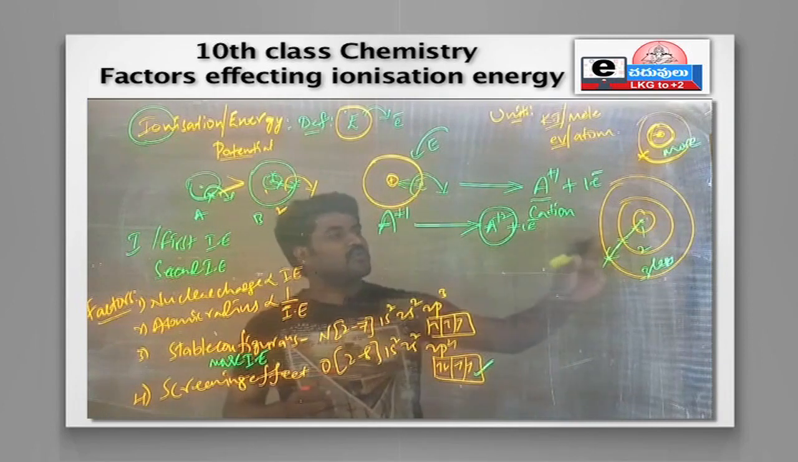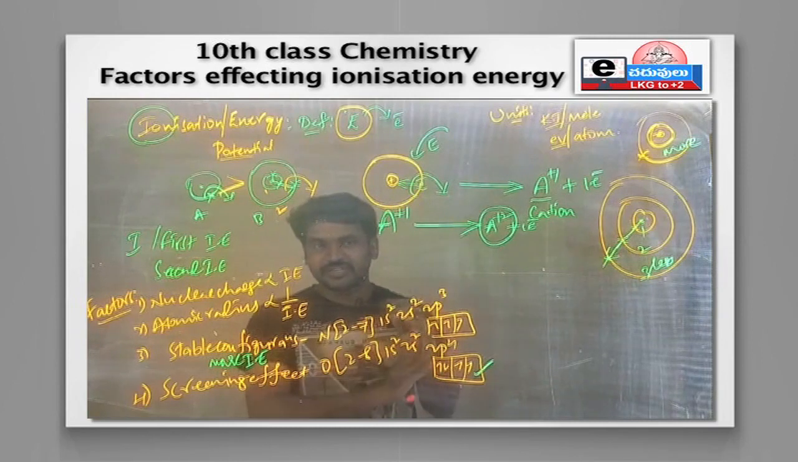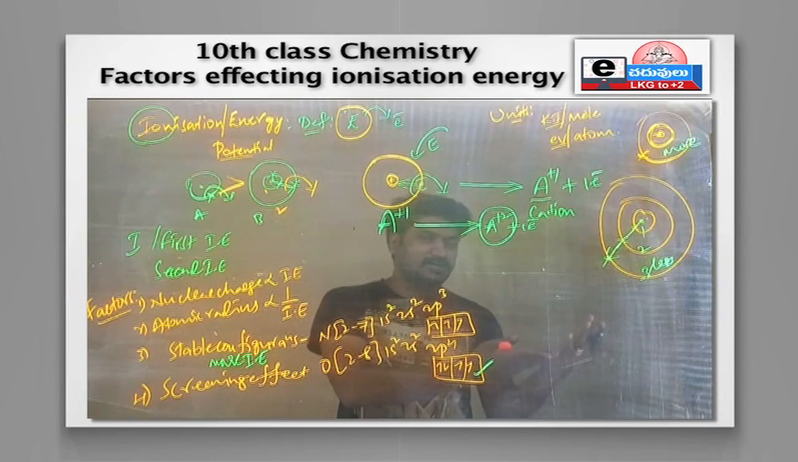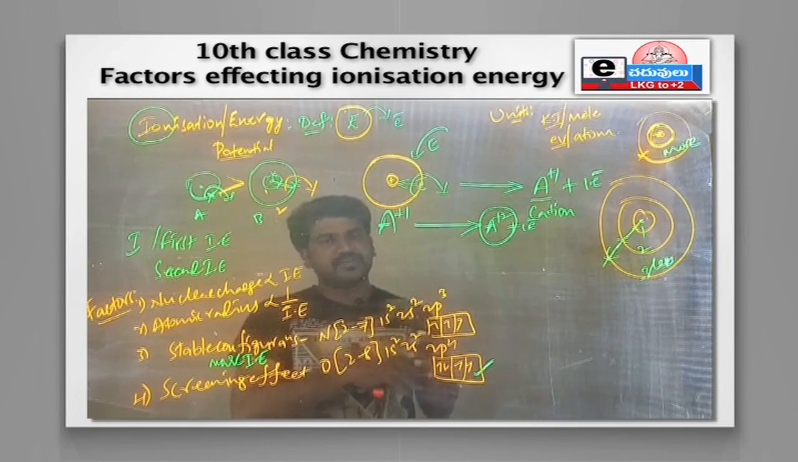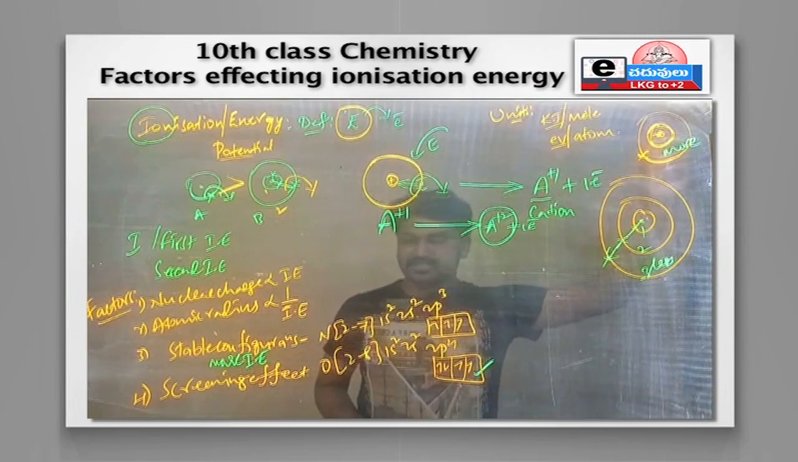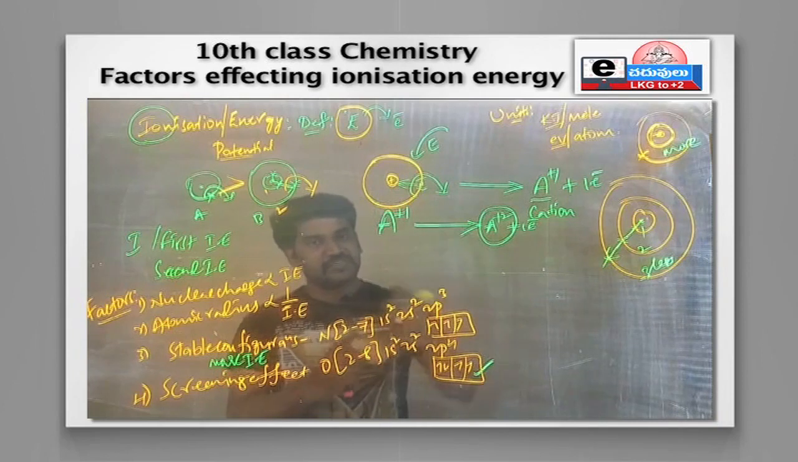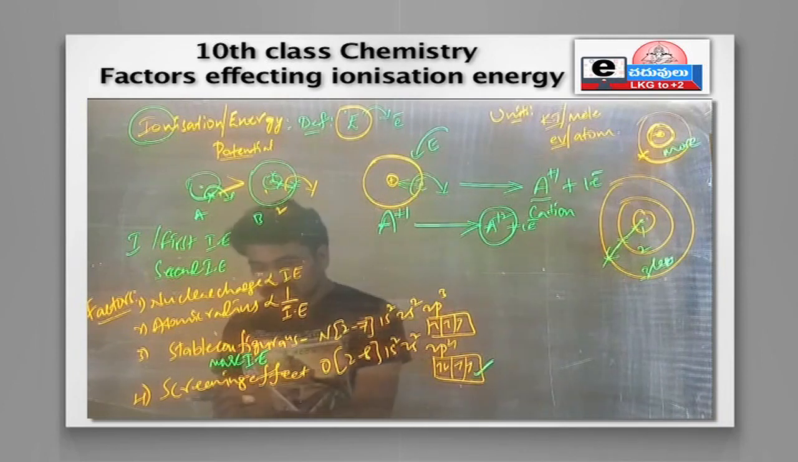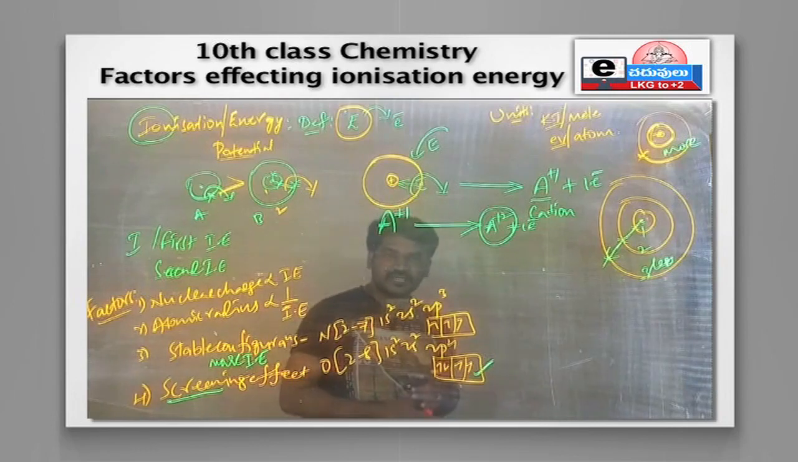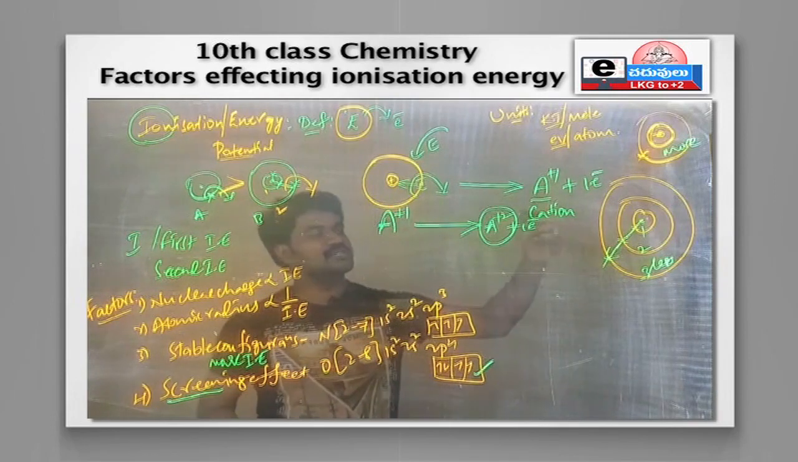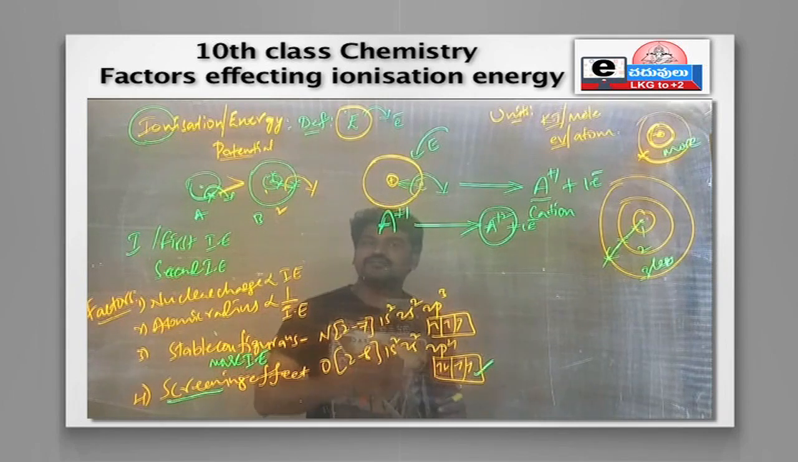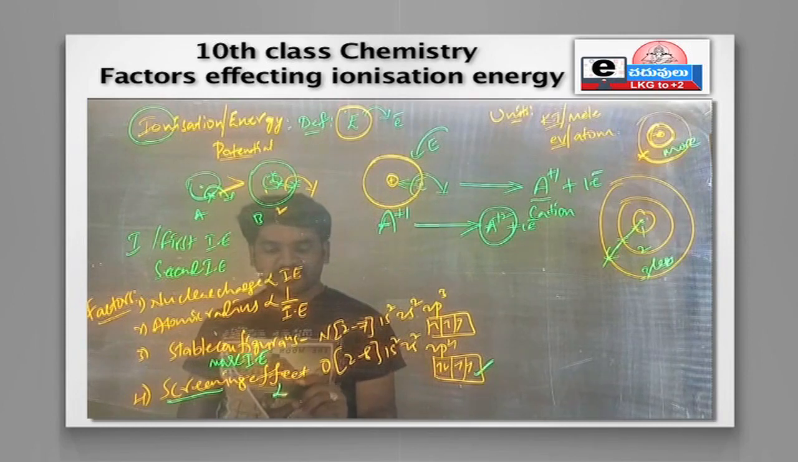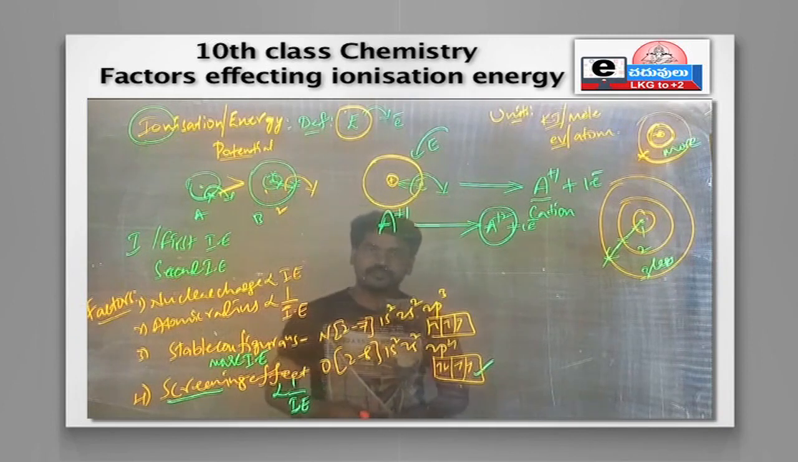Now tell me, more orbits means more absorption of energy, so it finally leads to less ionization energy. Here only one orbit is there, absorption of energy will be less, so here ionization energy is more. So the screening effect increases. Screening effect means the orbits are acting like screens. The number of screens increases, ionization energy decreases. So screening effect we can write as inversely proportional to ionization energy.